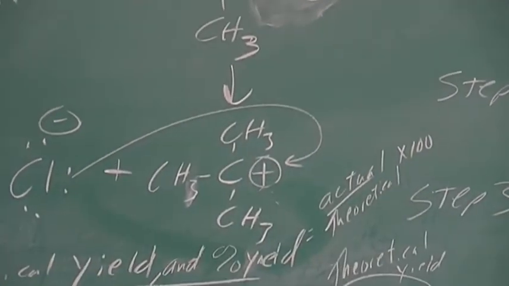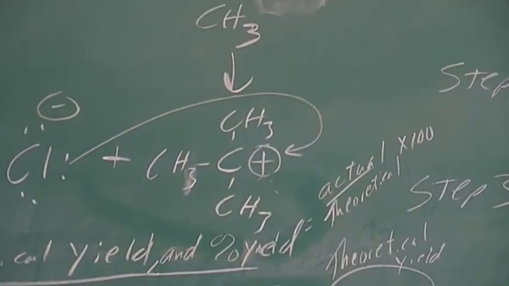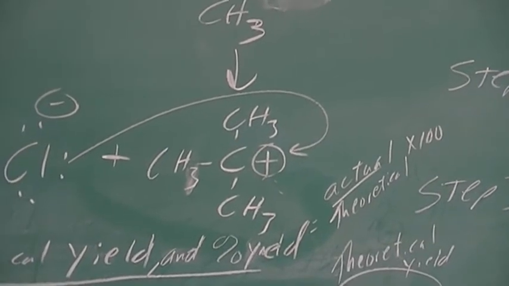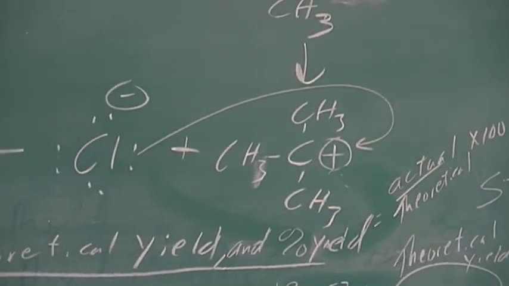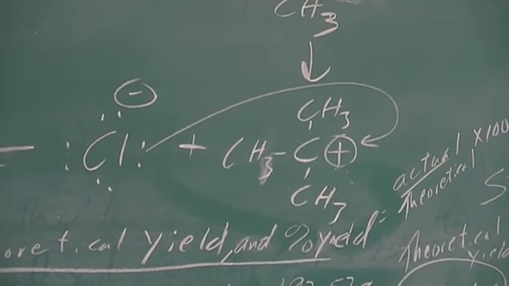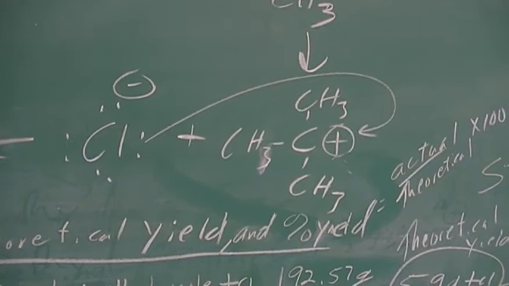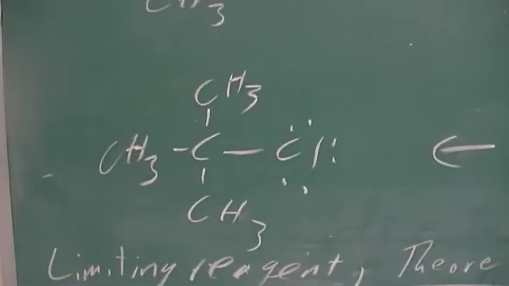and that leaves us with a carbocation. So a T-butyl carbocation, a tertiary carbocation, is a stable carbocation, which is then going to be attacked by a negative chloride ion. So the electron pair on the chloride ion attacks the positive carbon to give us our T-butyl chloride.